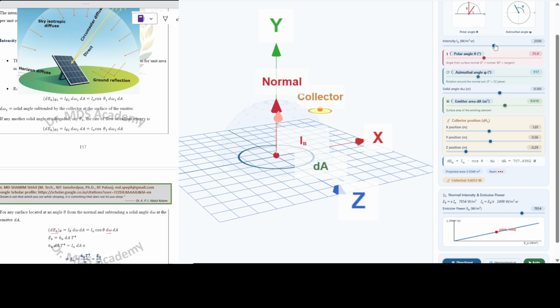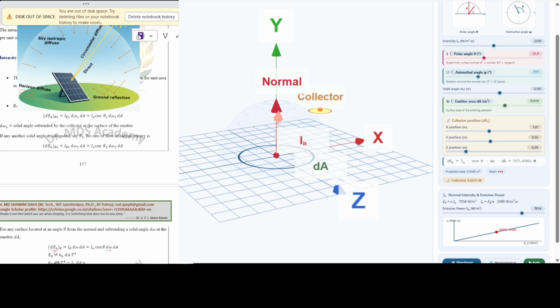Now let's understand the intensity. See, the intensity IB and EB have a direct relationship. The more the emissive power emitted by this emitter, the more the intensity received by the collector. The more the intensity, the more the emissive power. See the value, the lesser the intensity, the lesser the emissive power.